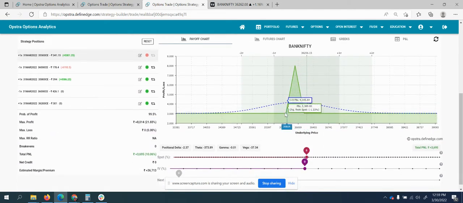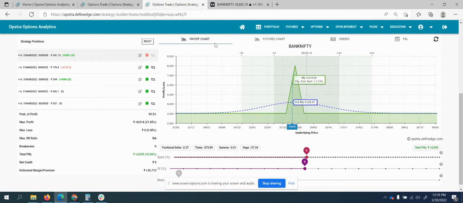Right. So when I do this, this will become a typical butterfly. So we have profit on both upside and downside, with the maximum profit in the middle. But the kind of adjustments I've done is, if you look at this triangle, this is very low. So I have very low margin.